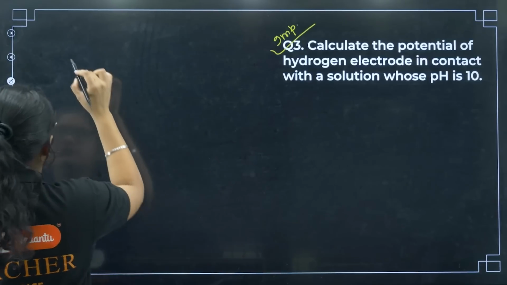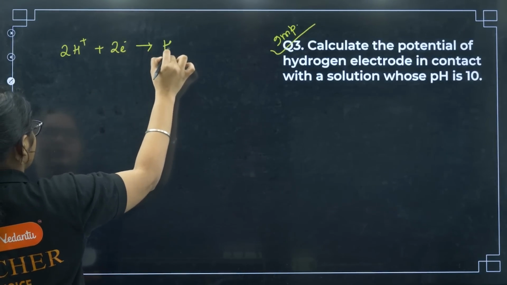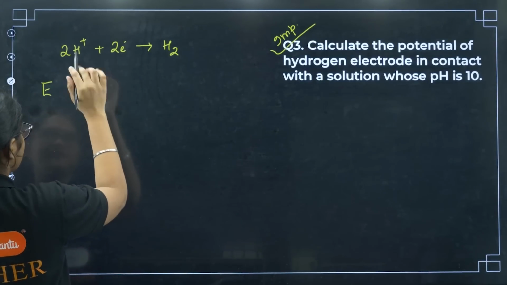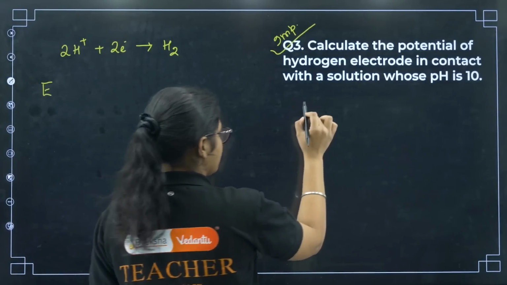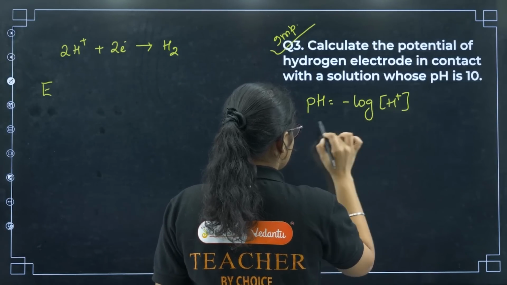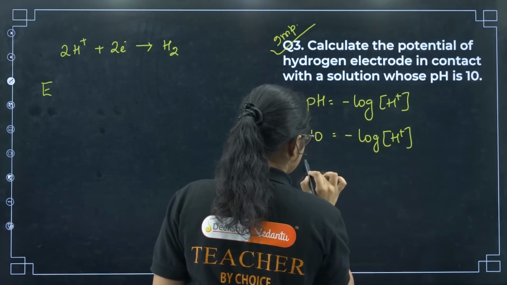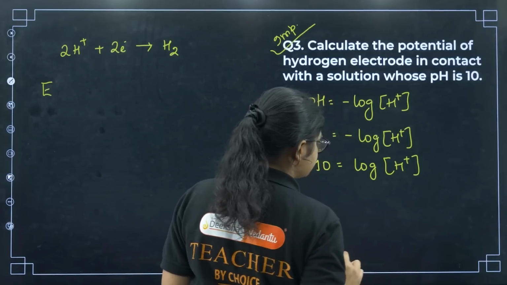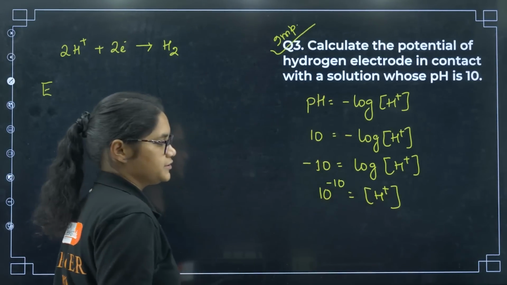So if I just write down the hydrogen equation, it is 2H⁺ + 2 electrons gives you H₂. This is the equation, and the other information we have is that if the pH is 10, then, remember, pH is equal to minus log of H⁺ concentration. pH is given as 10, so minus log of H⁺ concentration is minus 10, which means log of H⁺ concentration is minus 10, and 10 to the power of minus 10 is equal to the H⁺ concentration.